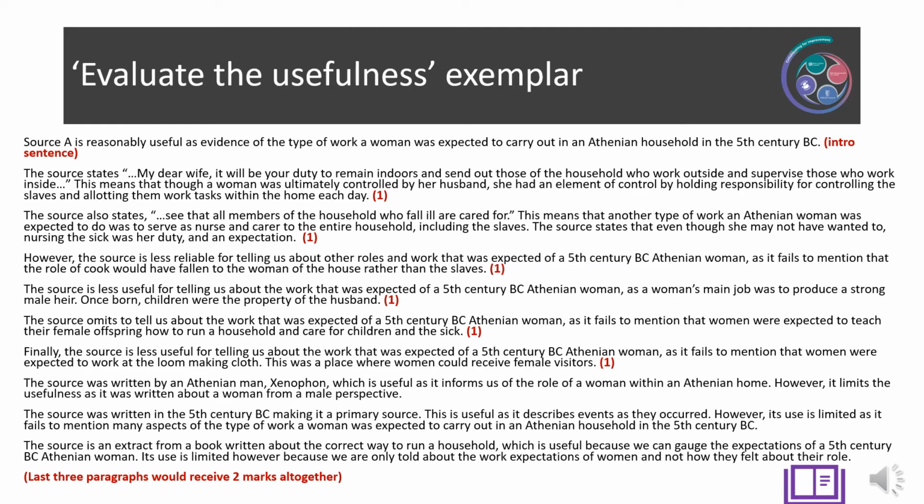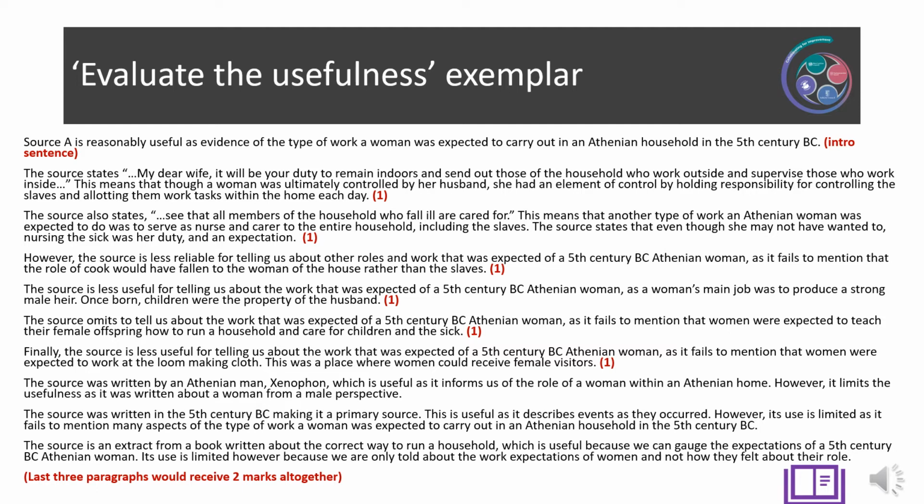Source A is reasonably useful as evidence of the type of work a woman was expected to carry out in an Athenian household in the 5th century BC. The source states, quote, "My dear wife, it will be your duty to remain indoors and send out those of the household who work outside and supervise those who work inside." This means that though a woman was ultimately controlled by her husband, she had an element of control by holding responsibility for controlling the slaves and allotting them work tasks within the home each day.